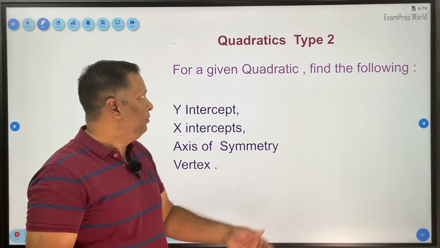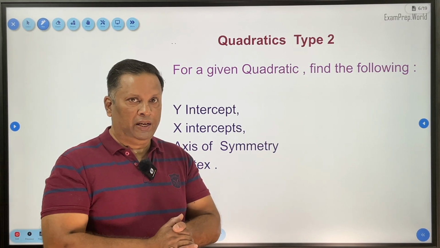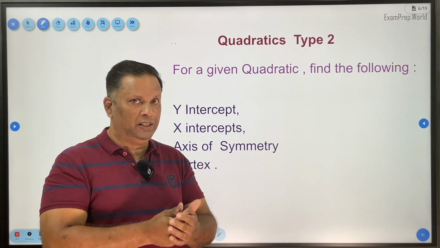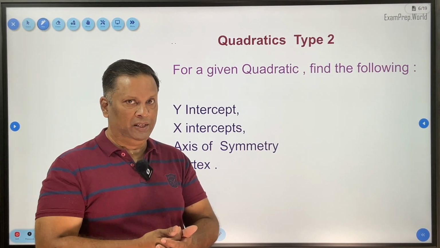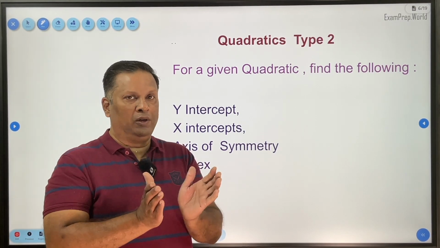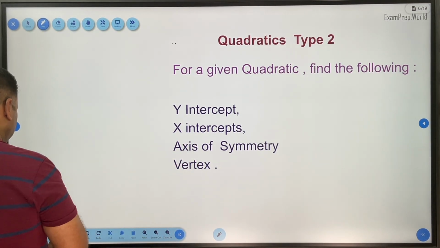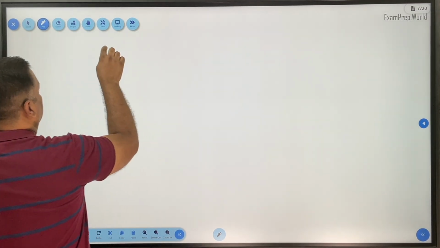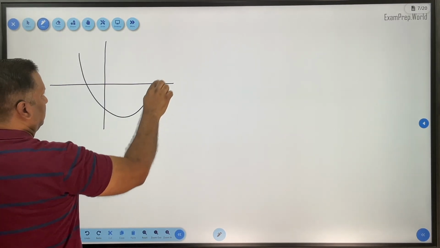These are in graphs, right? So when we draw or plot a quadratic on a graph, it has an x-intercept and a y-intercept. It will definitely intersect the x-axis and y-axis, and there is also the vertex. First you should know the shape of a quadratic function. Quadratic functions are something like this. They are always a parabola.